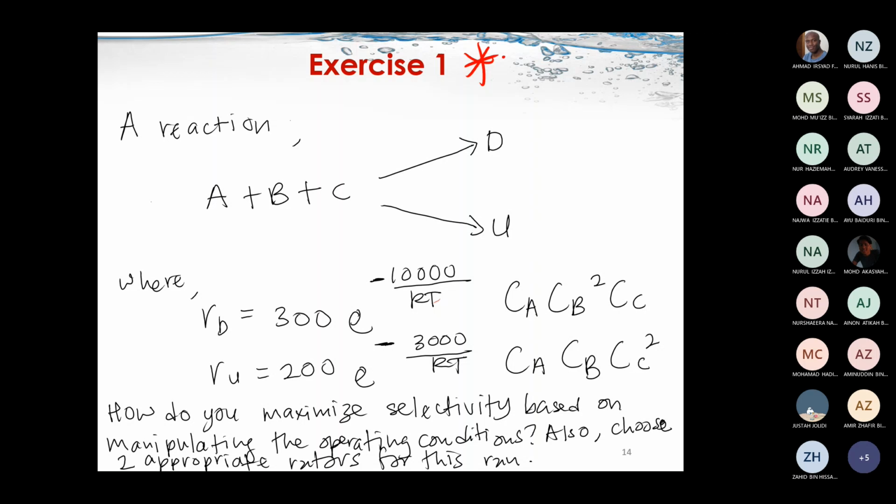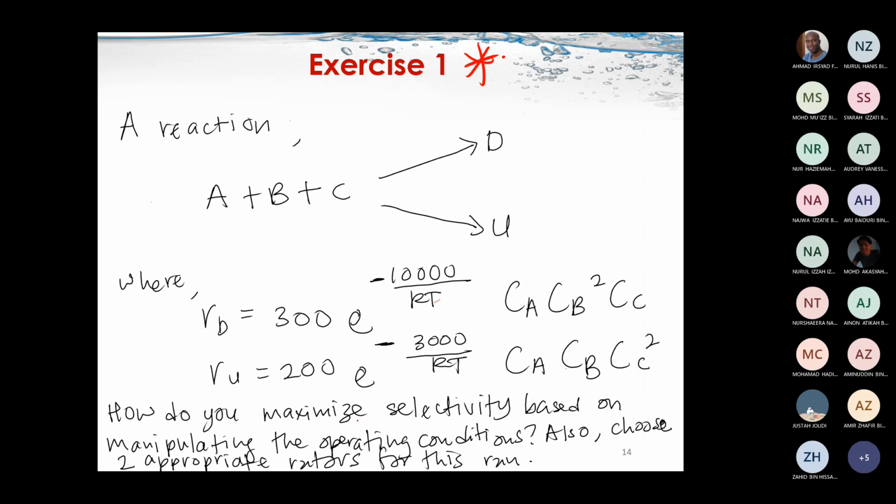Okay, alright, so we have exercise 1. Okay, so we have A plus B plus C will have a D product and also undesired product. Okay, so the question gives you the RD and RU equation, which have a temperature dependence as well as the concentration dependence. Alright, so how do you maximize selectivity based on manipulating the operating conditions, and also choose an appropriate reactor for these reactions.